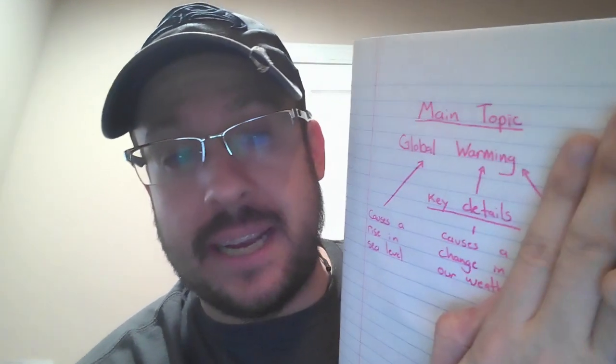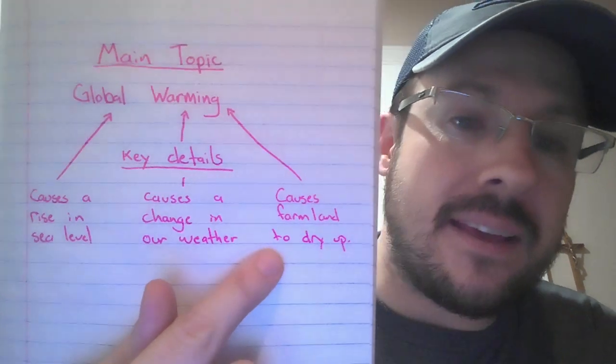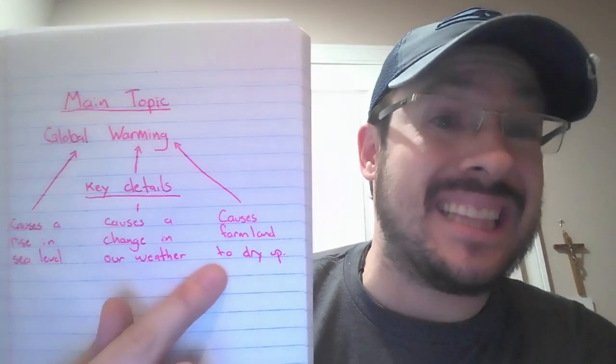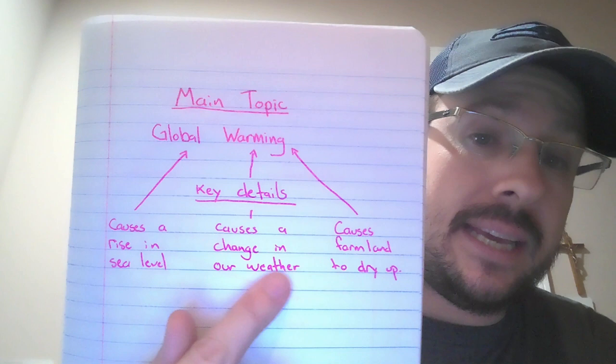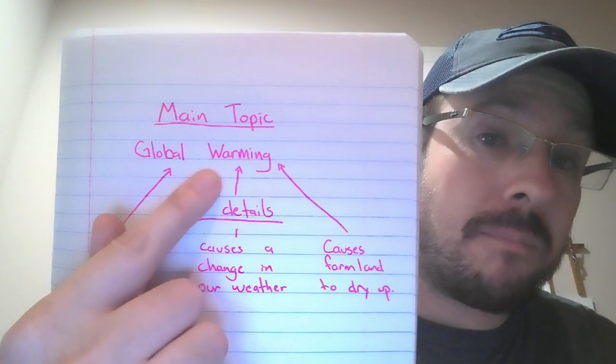it can cause a change in our weather, right? That means we have really big storms, like huge storms that we don't get a whole lot in Washington, but on the East Coast, they had huge hurricanes and they have tornadoes, and these are all caused by global warming. And the last thing that we learned about, it can cause farmlands to dry up, which means less food. So these 3 things are key details that point to our main topic of global warming.